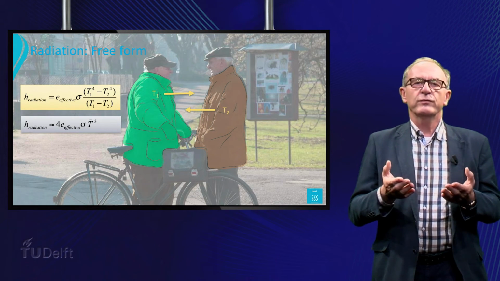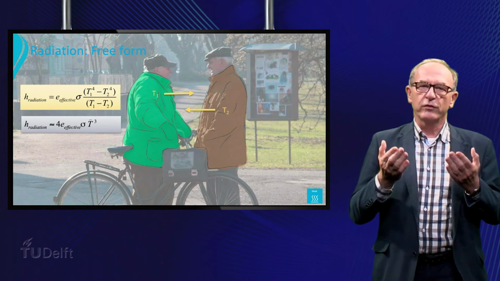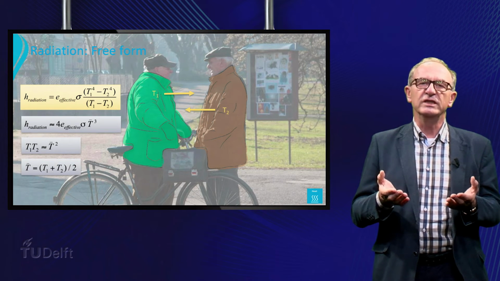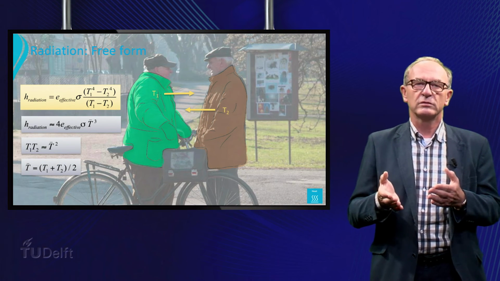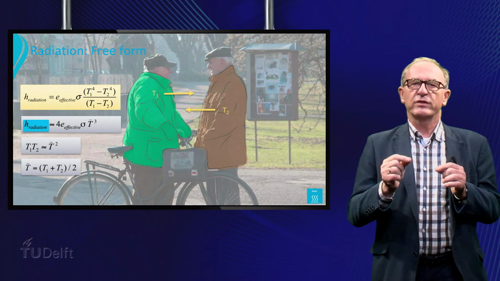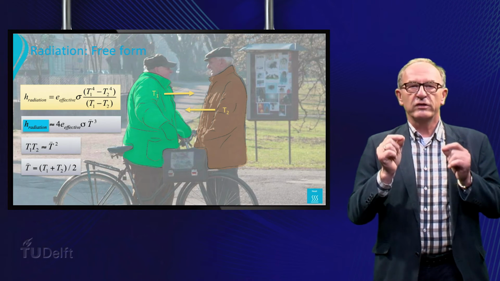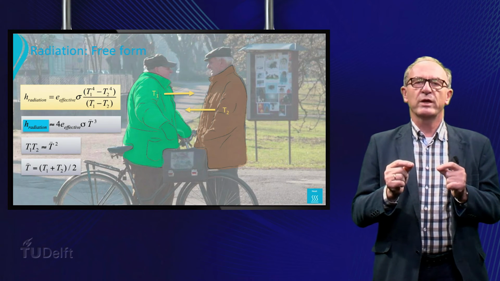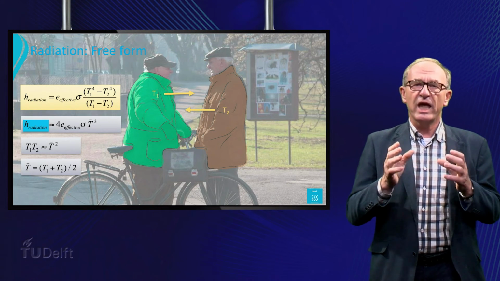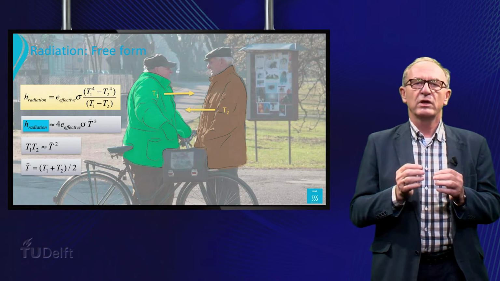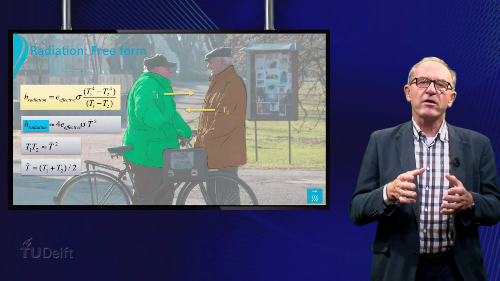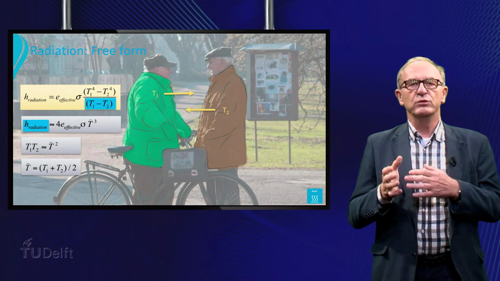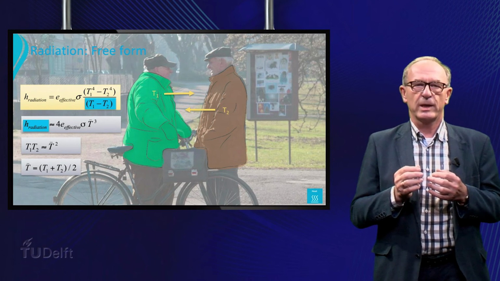In the derivation of this expression, use is made of the following approximation and the introduction of the average temperature T between the two surfaces. Realize that this heat transfer coefficient, h radiation, does not only depend on the constant sigma, but also on both temperatures and the properties and form of the involved surfaces. You can check that the error made by this approximation increases as the difference between T1 and T2 increases.